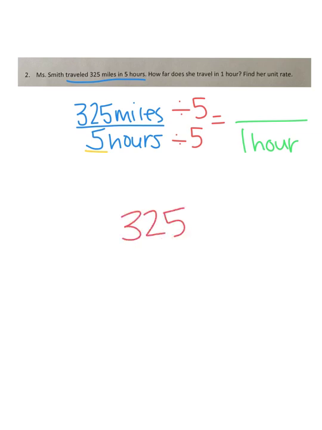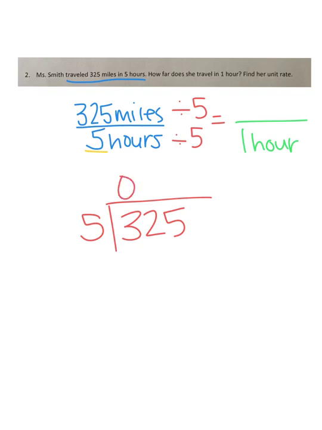Alright, our next step, we need to figure out our unit rate. To do this, we need to divide both our numerator and our denominator by what our denominator is. So we're dividing by 5 here, on the top and on the bottom. So 5 divided by 5 will get us our 1 hour, which is what we need. Remember, your denominator needs to be 1 for it to be a unit rate. And then we have to do the top, so 325 divided by 5.